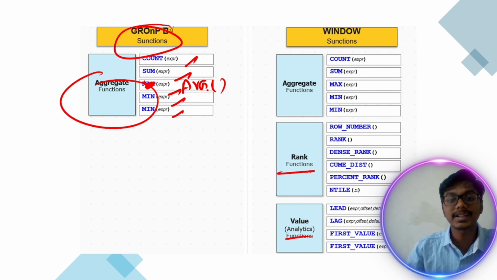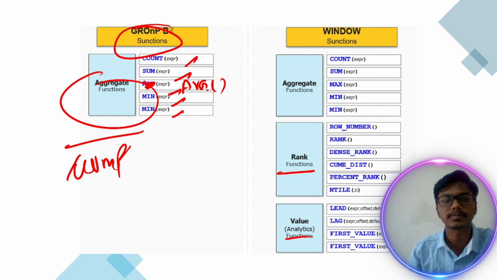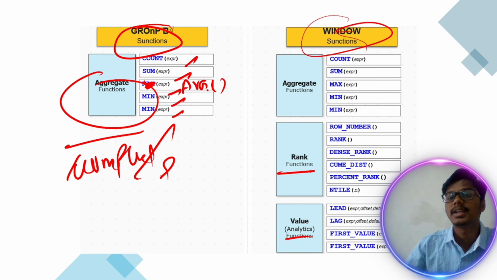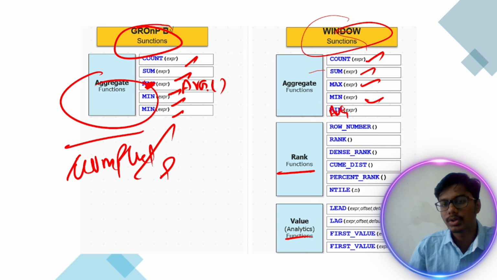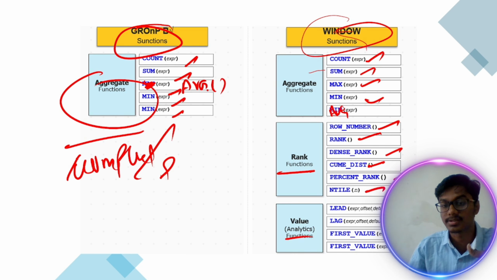Now we are going to discuss the Window functions. We have completed the GROUP BY functions so far in the previous video itself. In the Window functions, it consists of count, sum, max, min, average. In the rank functions, we are going to see row number, rank, dense rank, cumulative distribution, percent rank, NTILE. Like these are the rank functions. And the value functions, the analytical functions, right? Lead, lag, first value, last value.